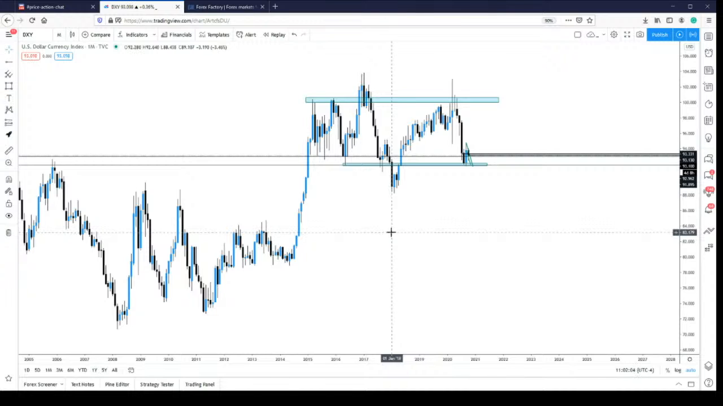So for the free segment of the session, we will be going over the US dollar index, get a bias for it, and then we'll move into the paid side of things.